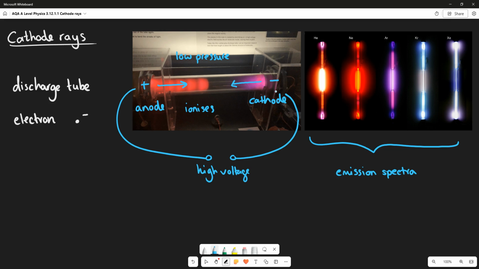Some of the first discharge tubes were developed by Julius Plucker, a German physicist, in 1859. He was the one that first observed this effect. He also noticed that if you put a magnet near the tube, then you can move the light around. It responds to a magnetic field, which indicates that the particles or the waves inside the tube have a charge.